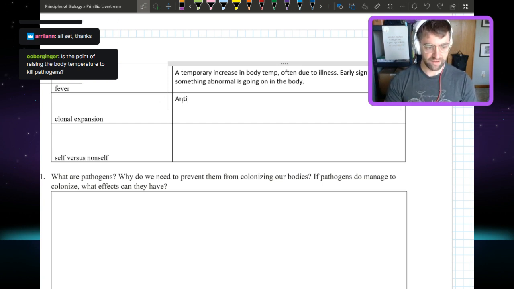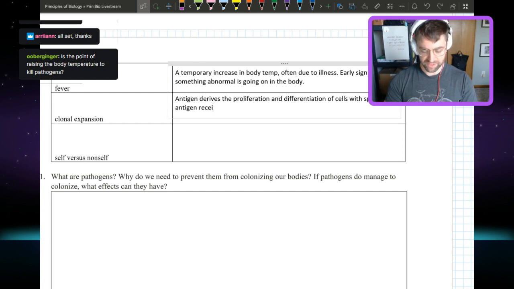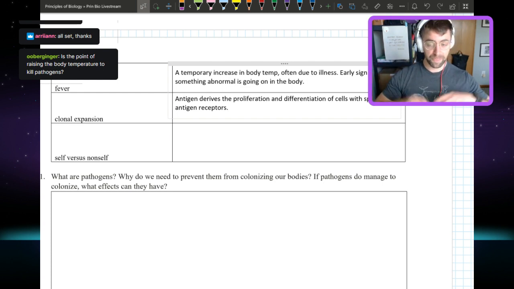Clonal expansion is when the antigen drives the proliferation and differentiation of cells with specific antigen receptors. We were talking about those memory B cells. Memory B cells and memory T cells staying in the system for a long time. The clonal expansion and clonal selection is the mechanism by which those memory cells are activated and turn into additional cells to fight that specific antigen.